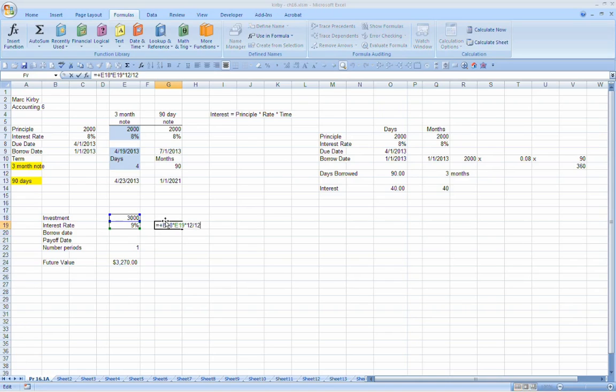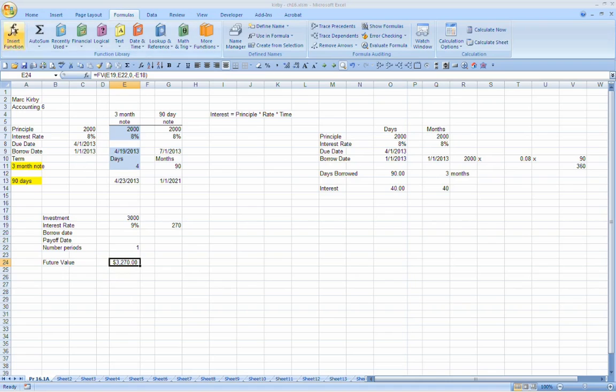That one's hopefully a little easier to follow, because we're simply taking the principal times the interest rate at 9% times 12 divided by 12. So our future value is $3,270, including the $270 in interest that we would earn for putting the money in the bank. Okay? So let's change this up.